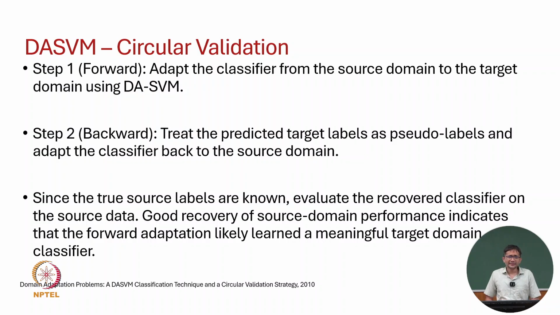However, in the target domain, we indeed don't have any label data, right? So how do we know that this adaptation is working? And there comes the idea of backward adaptation. What is backward adaptation? Once we have predicted all the target data, we can treat those as pseudo labels, and we can now adapt the classifier back to the source domain.